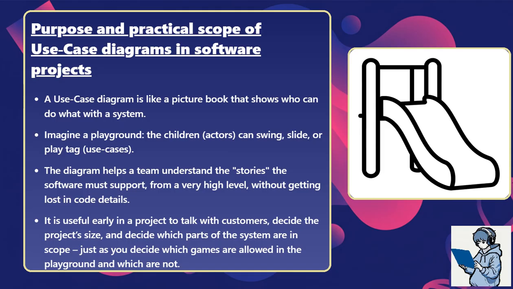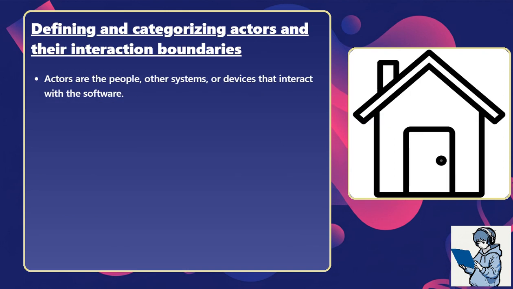It is useful early in a project to talk with customers, decide the project's size, and decide which parts of the system are in scope, just as you decide which games are allowed in the playground and which are not. Actors are the people, other systems, or devices that interact with the software.